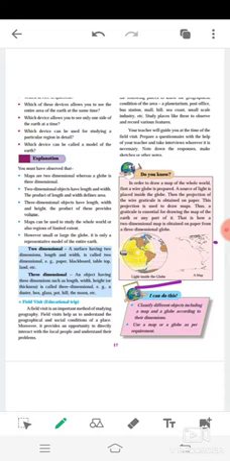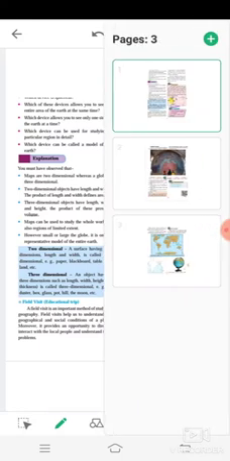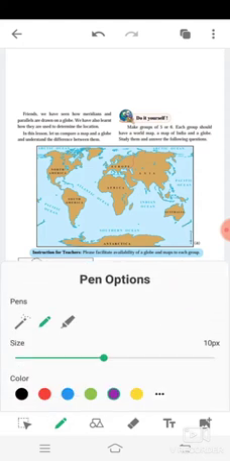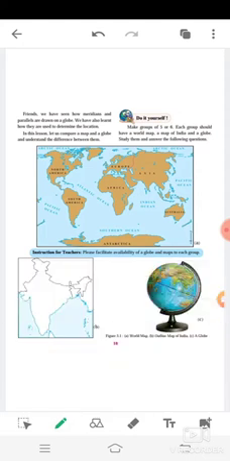Now the globe is three-dimensional. So let's see the globe. This is the globe. Now the globe is three-dimensional because at the same time we can see length, width and height. Also, because it is a real model, it has no flat surface. It occupies the space, that's why we can see the height also in that.